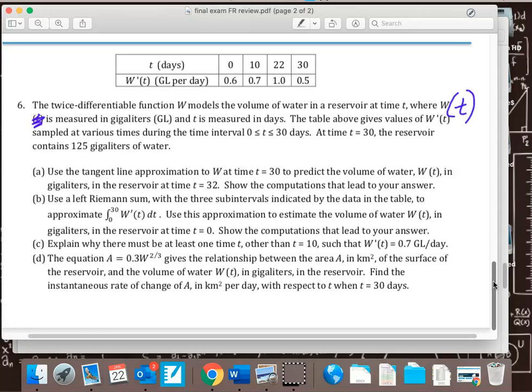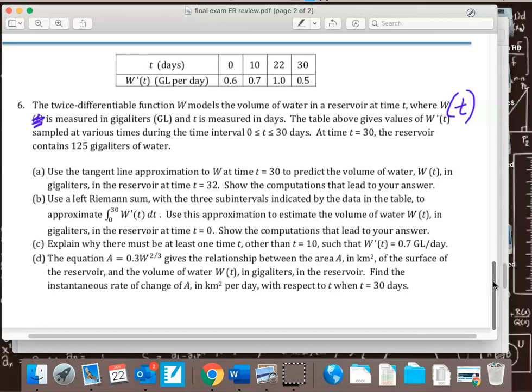Gigaliters means a whole lot of liters. Okay? And t is measured in days. The table above gives values of W prime sampled at various times from 0 to 30 days. At time 30, the reservoir has 125 gigaliters of water. Part A, use tangent line approximation at time 30 to predict the volume of the water at time 32. Show the computations that lead to your answer. Think about where you want the tangent line and then what you're plugging into the tangent line.